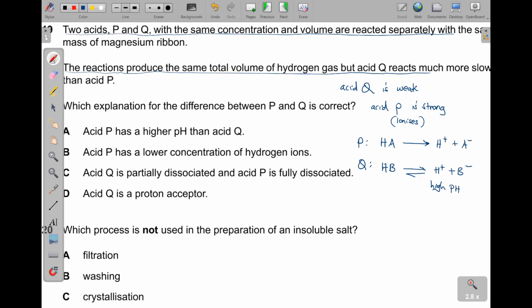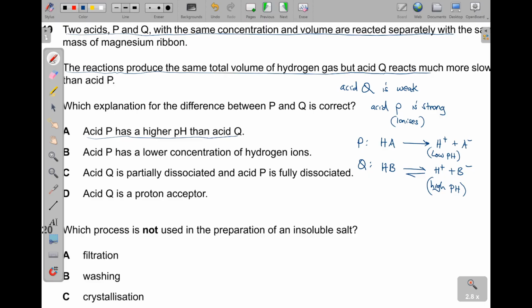Then here we shall have a low pH, because we know that pH is dependent on the hydrogen ions. The more hydrogen ions you have in solution, the lower the pH. If you have very low concentration of hydrogen ions, then you have a higher pH, because in that case you are having more of the OH ions. You see that? So now what are they saying here? Which explanation for the difference between P and Q is correct?